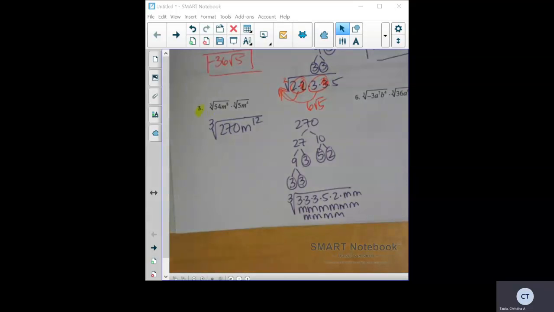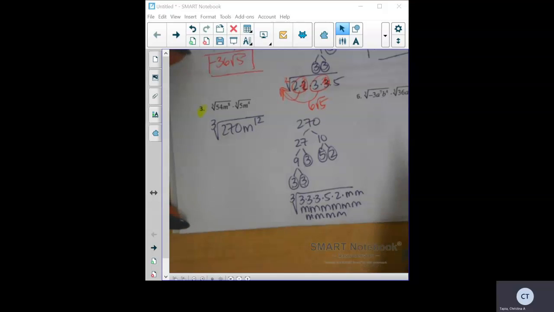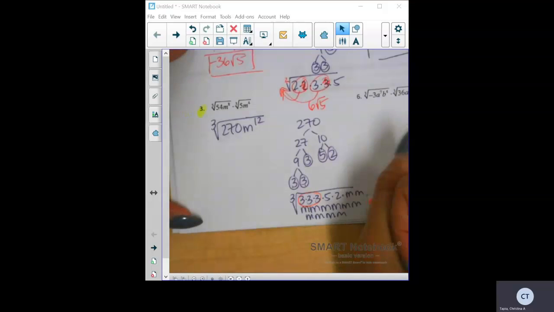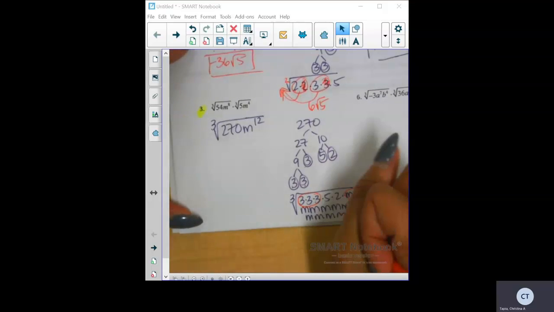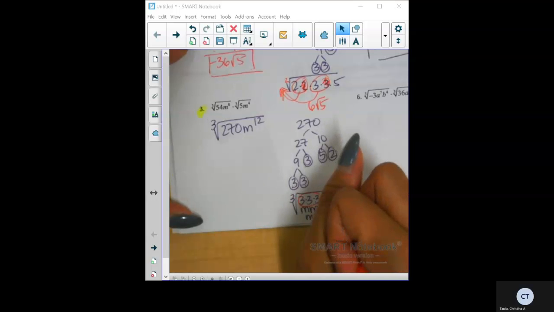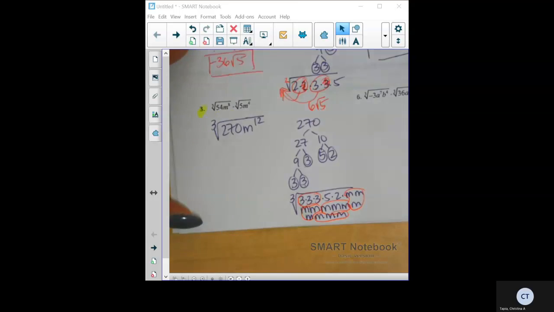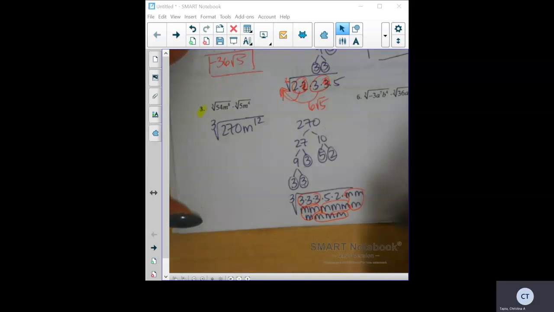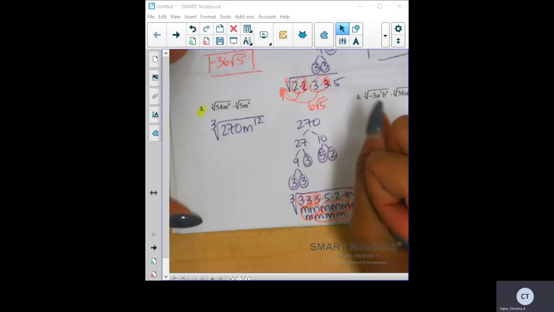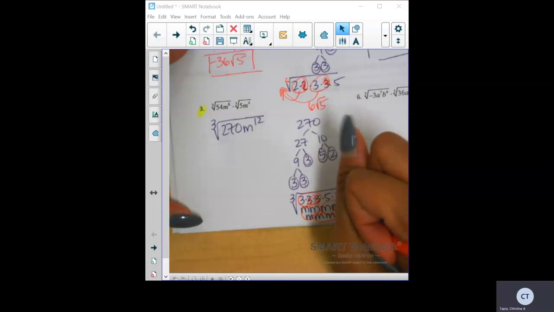What's the index on this radical again? 3. So I'm going to make one group of 3, 2, 3 groups of 3, 4, and 5. From each of those groups that I circled in orange, only one of those numbers and variables is going to make it out.